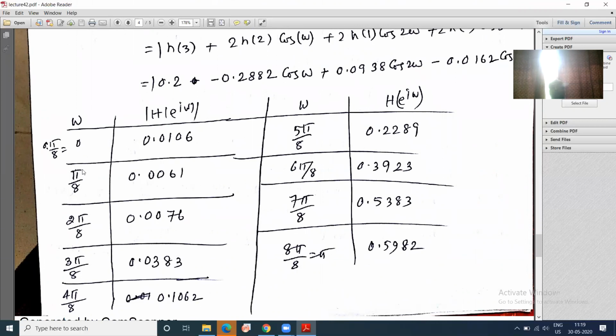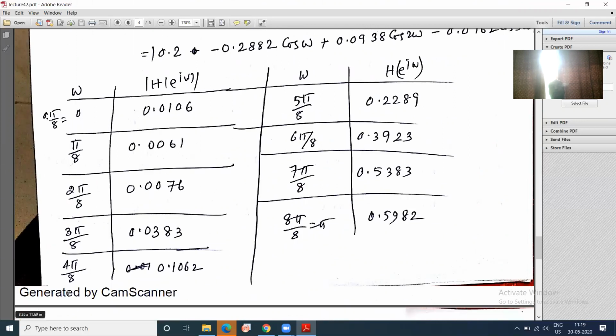So in my suggestion, 0, pi by 8, 2 pi by 8, 3 pi by 8, 4 pi by 8. So it is a multiple of pi by 8 I am taking. So 0 into pi by 8 equal to 0, 1 into pi by 8, 2 into pi by 8, 3 into pi by 8, 4 into pi by 8, 5 into pi by 8, 6 into pi by 8, 7 into pi by 8, 8 into pi by 8.